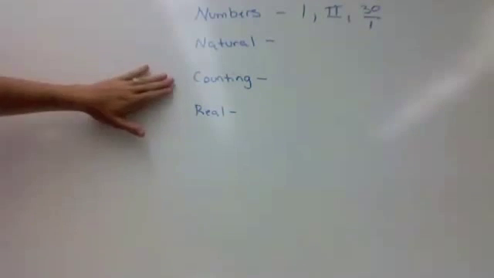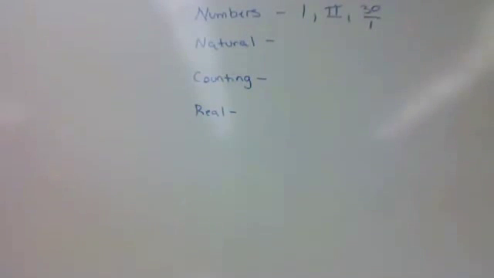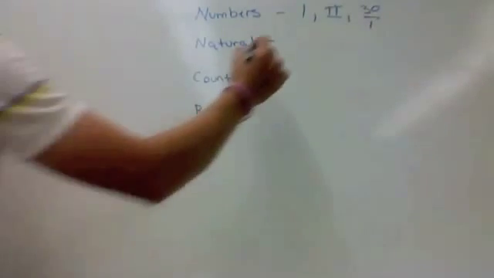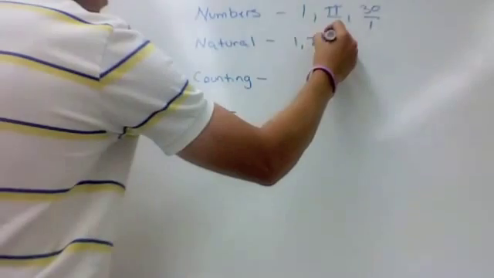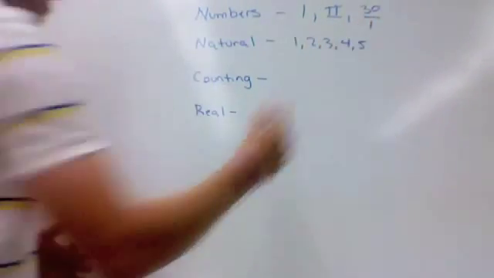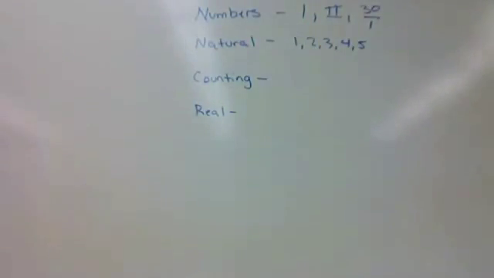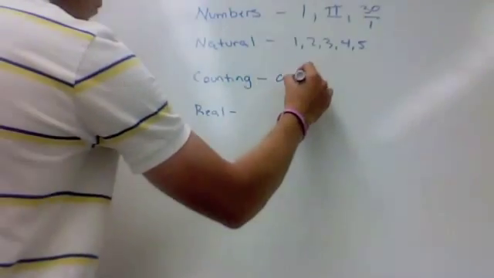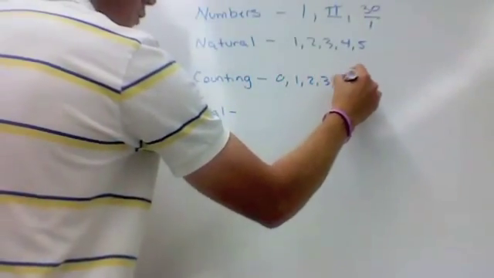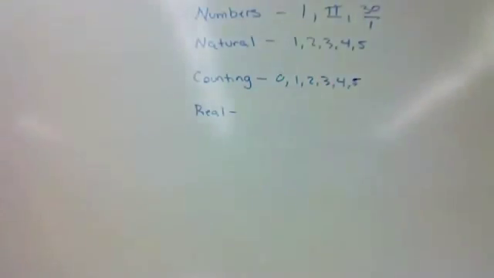We have natural numbers, counting numbers, and real numbers. Natural numbers are going to be things such as 1, 2, 3, 4, 5. You get the idea. These are natural numbers. We also call these counting numbers as well, because we can count. So 0, 1, 2, 3, 4, 5, things you've learned back when you were in elementary school. These are counting numbers.